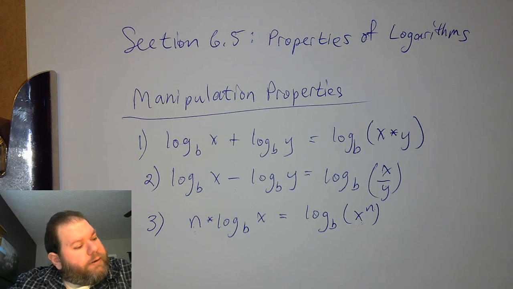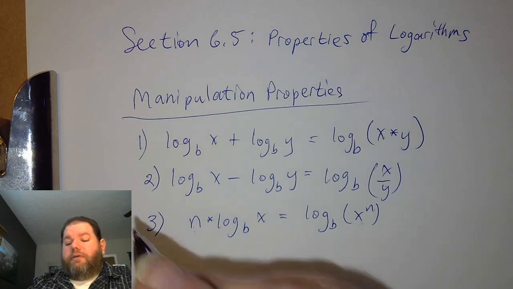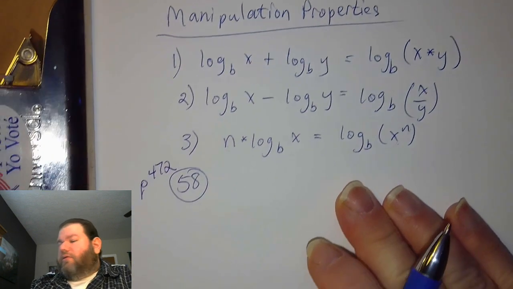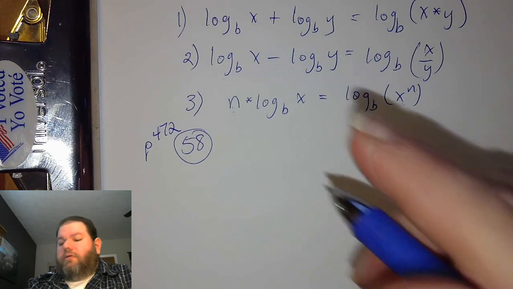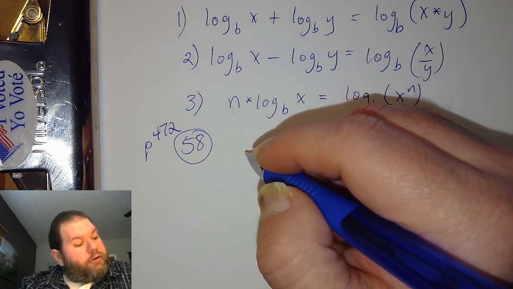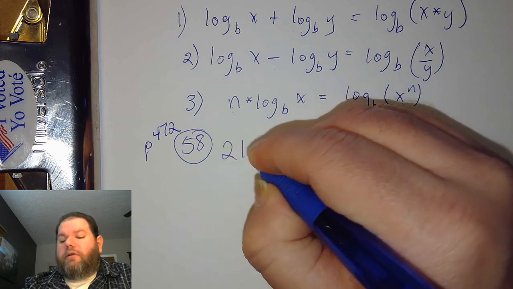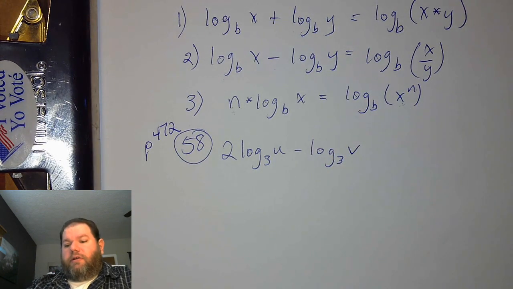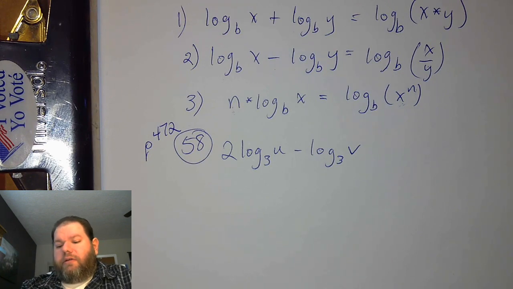So let's look at this is 58 on page 472. So the problem is we have 2 log base 3 of u minus log base 3 of v. Okay, now ultimately our goal is to express this as a single logarithm.